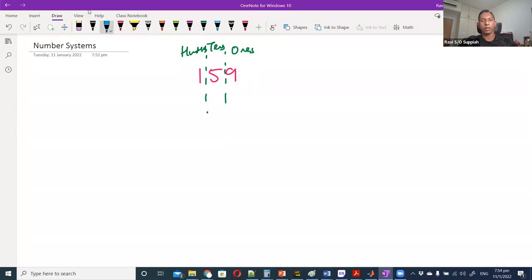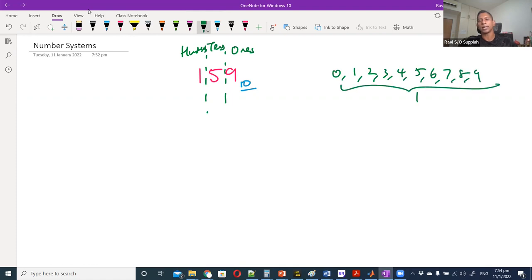Because now this same 159, if I put a base 10 to it, I say this is base 10. Why do we call it a base 10? Because we are brought up to understand the number systems that span 0, 1, 2, 3, 4, 5, 6, 7, 8, and 9. So there are a total of 10 different values here. That's why we call it a base 10 number system. Now, with this base 10 number system, I use a weighted position. So the very first position is position 0. So it becomes 9 multiplied by 10 to the power of 0, and this is equal to 9.